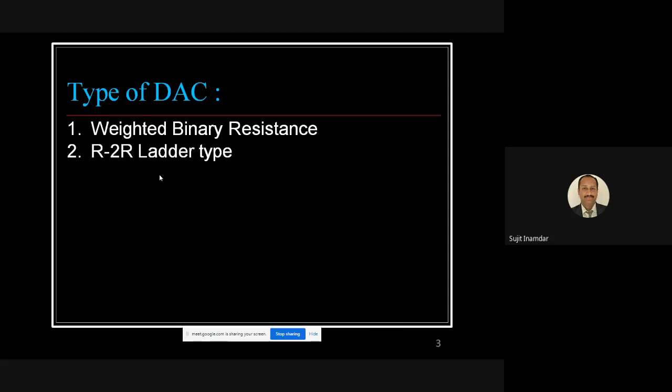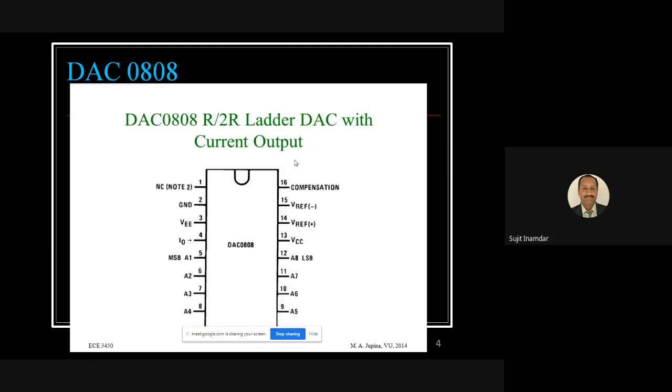So the commonly used and mostly preferred is the R2R ladder type of DAC. So what is this R2R? That is a part of homework for you if you want. But here we have to concentrate on the interfacing of one of the DACs, that is 0808, with 8051.